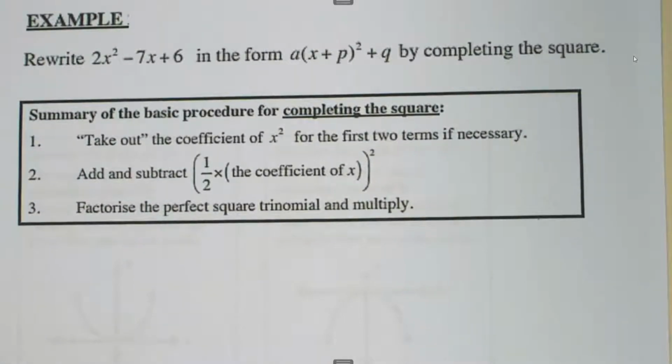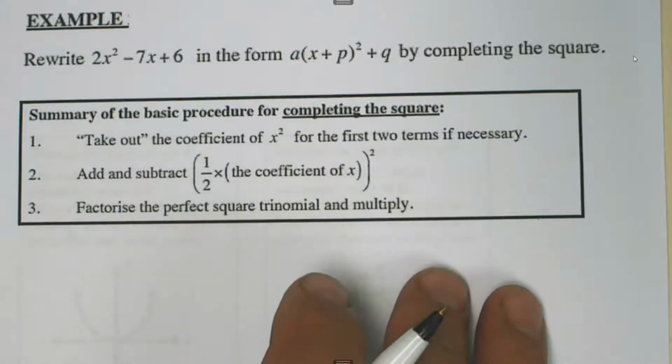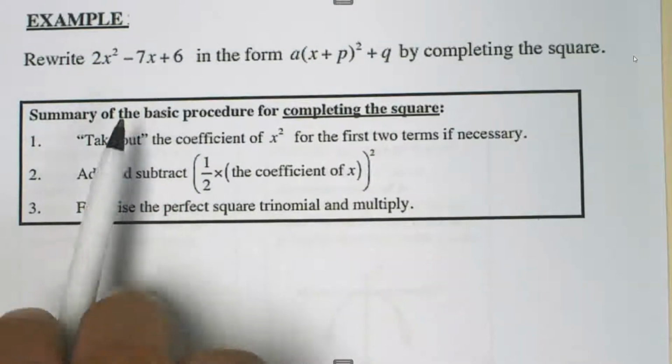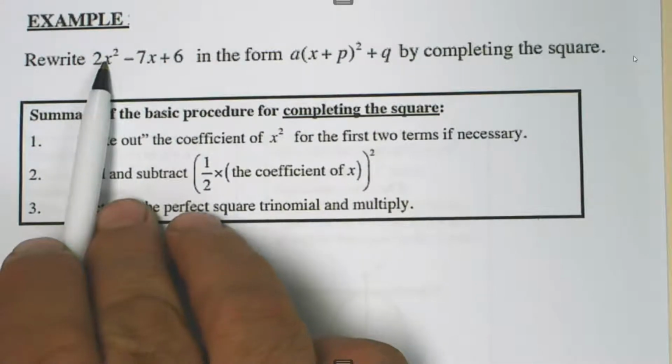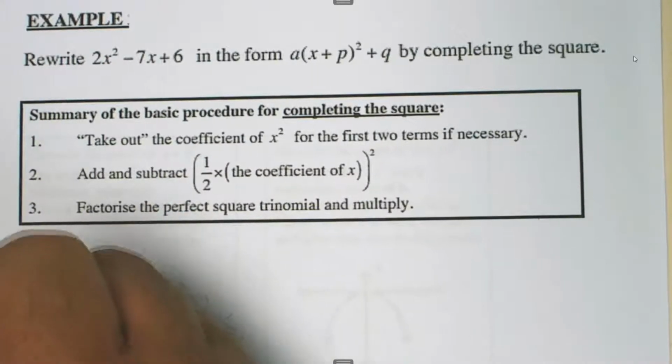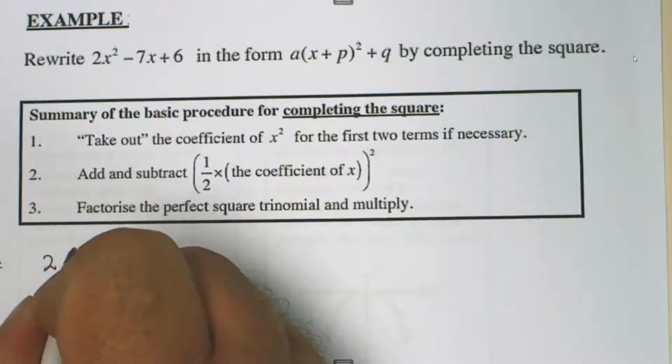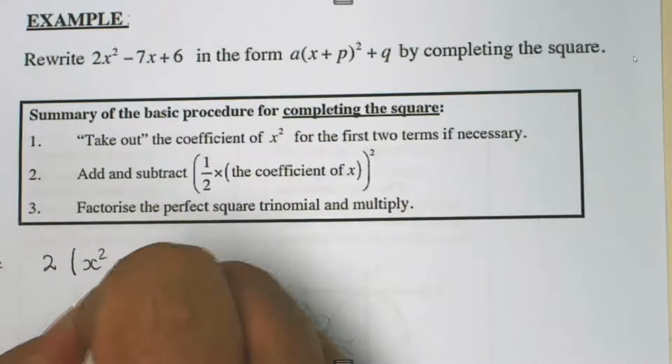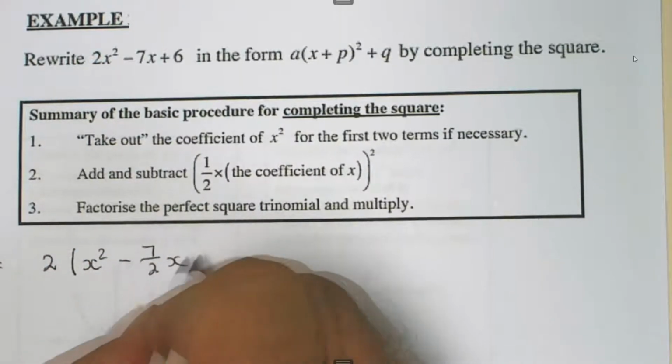Right. In the next example, we've got to rewrite 2x² − 7x + 6 in the form a(x + b)² + q by completing the square. Now, if you get a sum like this, the first step is to take out the coefficient of x², which is 2. So we're going to take out 2 in this case. So we're going to say 2(x² − 7/2 x + 3).